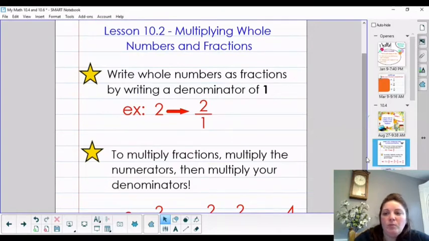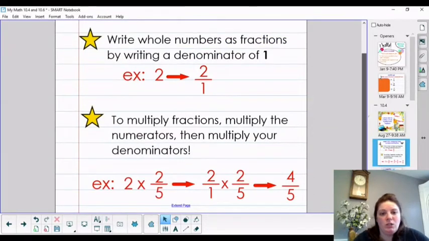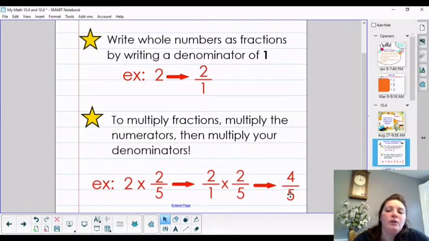How about if we're multiplying fractions and whole numbers? So to multiply fractions, you multiply your numerators, and then you multiply your denominators. So if our example is 2 times 2/5, first thing, we would take that 2 and make it a fraction by putting a 1 as the denominator, and then we multiply across. 2 times 2 is 4, 1 times 5 is 5.